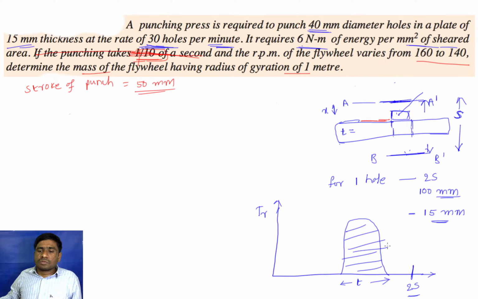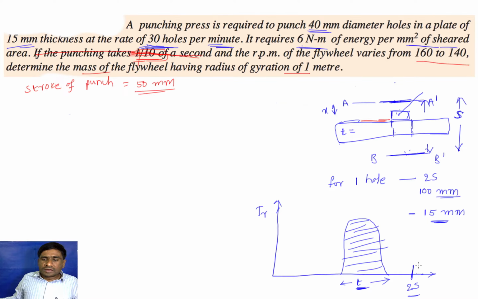For example, if you consider this as the equivalent of energy, that energy is only required during this thickness t, when the punch is traveling through this thickness, and the remaining time that energy is not utilized. The whole cycle is completed in 2 seconds. So for a 100 mm stroke, it took 2 seconds, but actual energy is needed only for 15 mm. So that is for how many seconds?